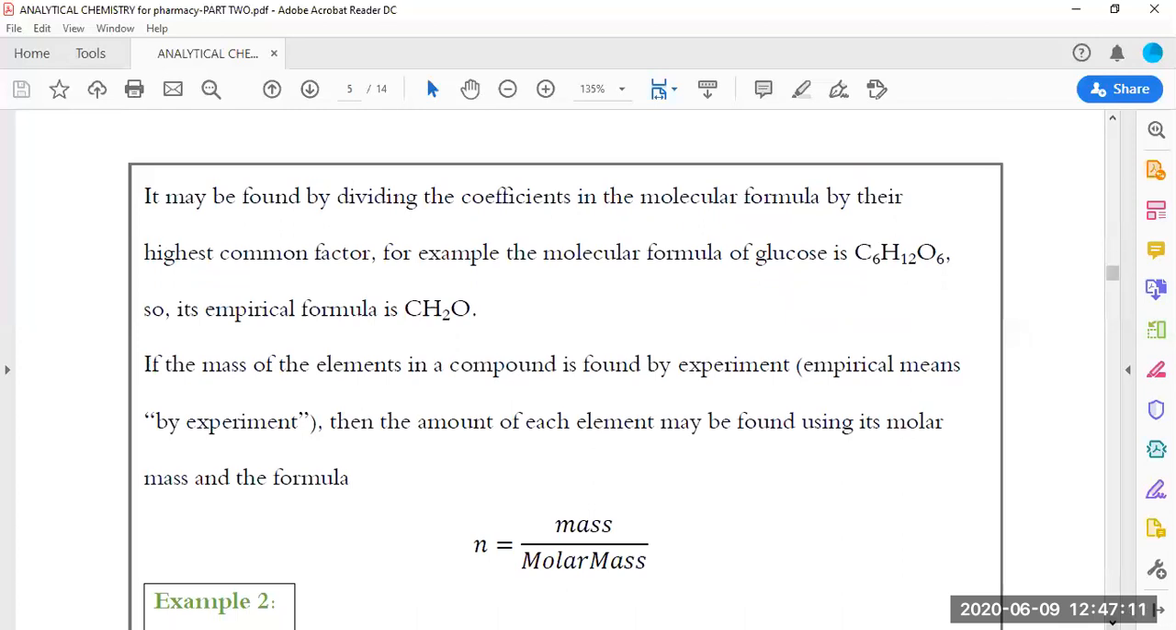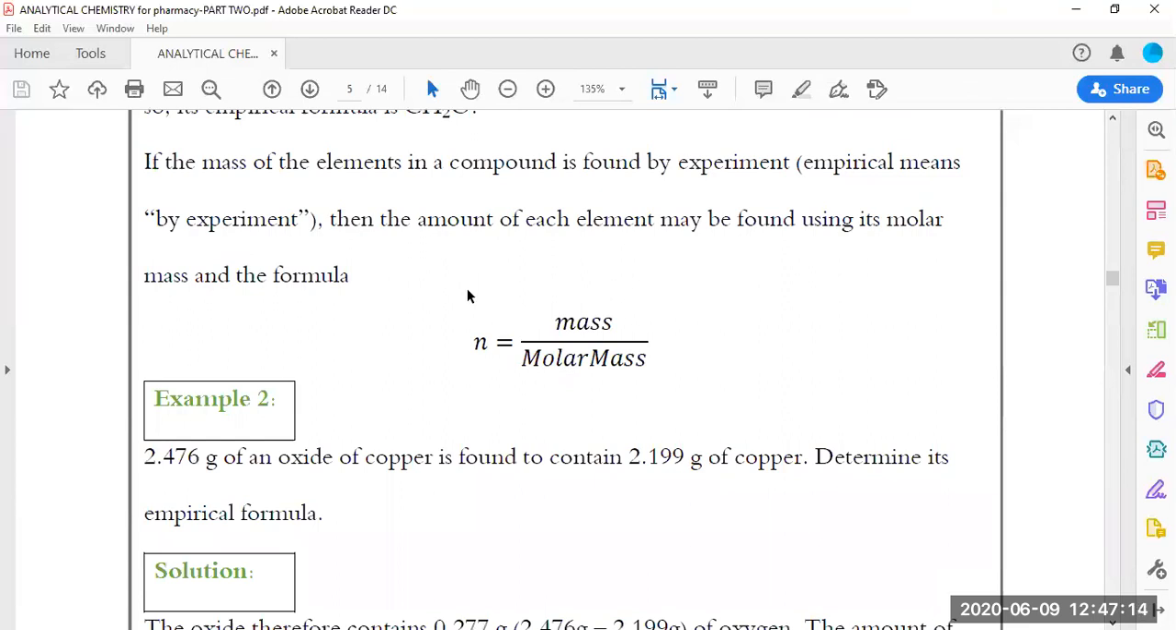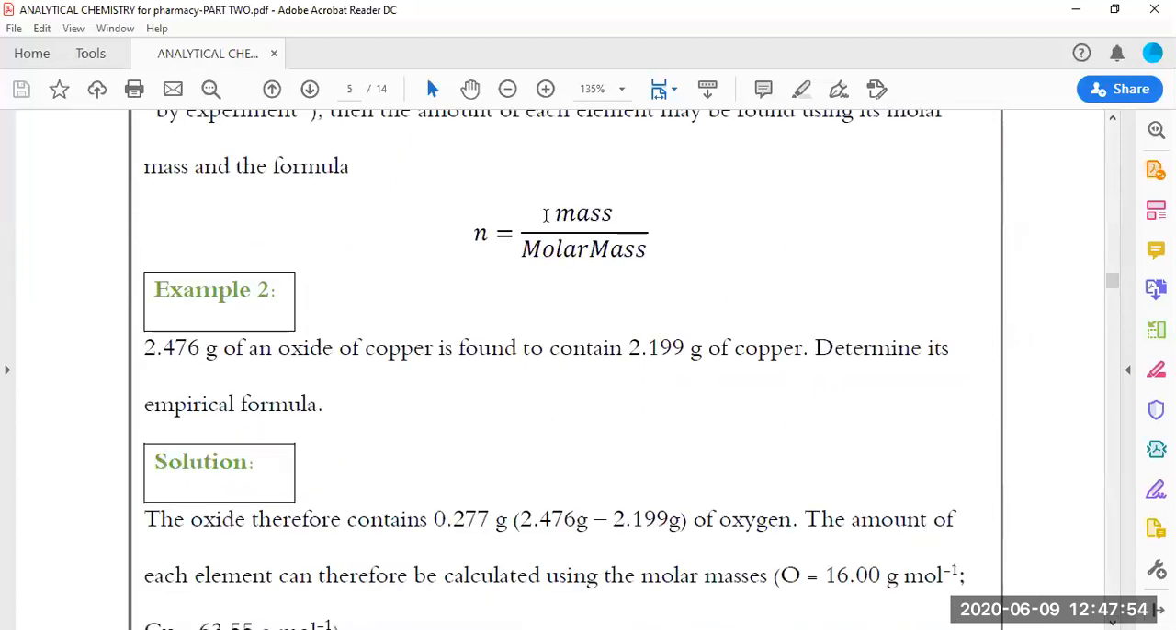We explain this point. So if the mass of the elements in a compound is found by experiment, empirical means by experiment, if we found out the mass for each element in that compound by an experiment, how much, for example, carbon in this compound, how much hydrogen, how much oxygen. So the first thing you need is the mass for each element, and that can only be done experimentally. Then the amount of each element may be found using its molar mass. If you remember, the number of moles is equal to the mass of that element divided by the molar mass of the same element.